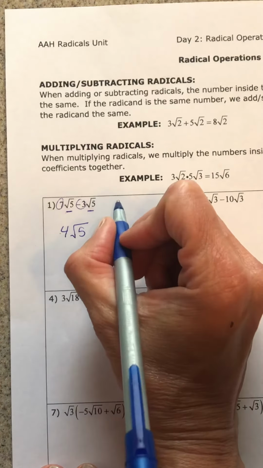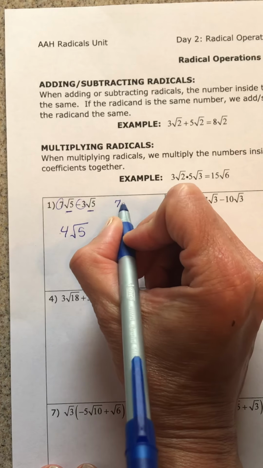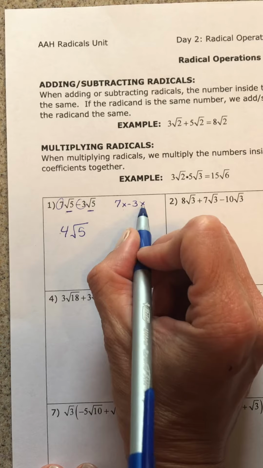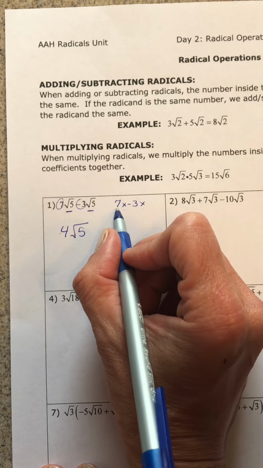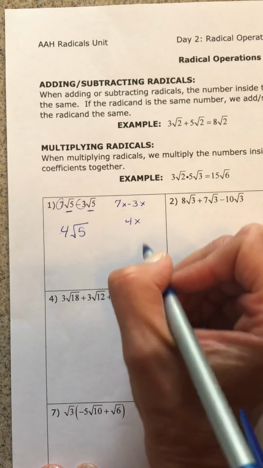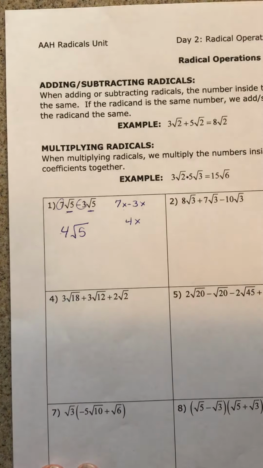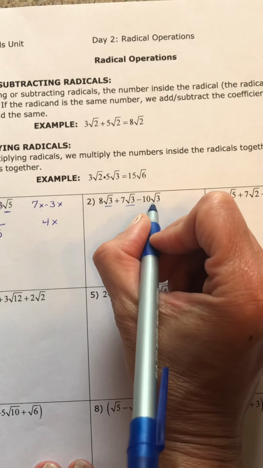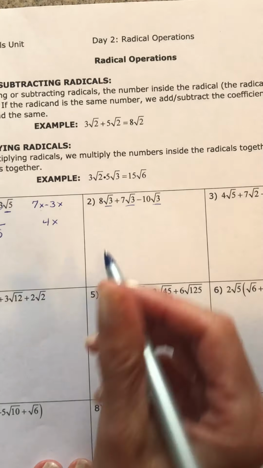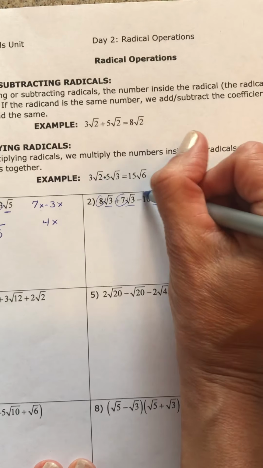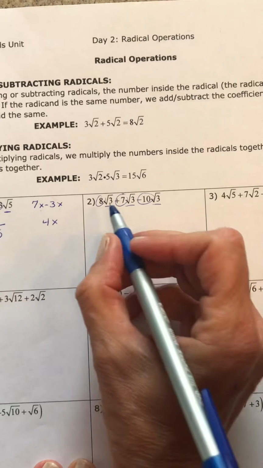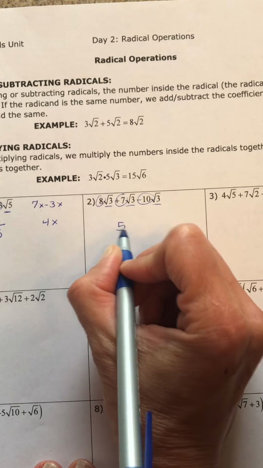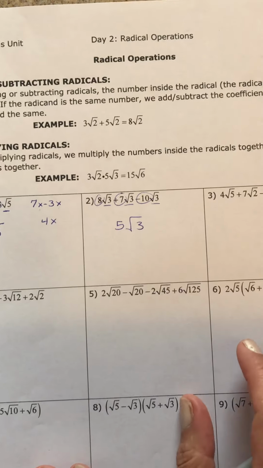Again, they likened it to if you have 7x minus 3x, since you have like terms, then that is just 7 minus 3 is 4x. So that's how it is similar. The next one, you have a radical 3 here, radical 3 here, radical 3 here. All have the same radicals, so you just add those. So that's 15 minus 10 is 5 radical 3.